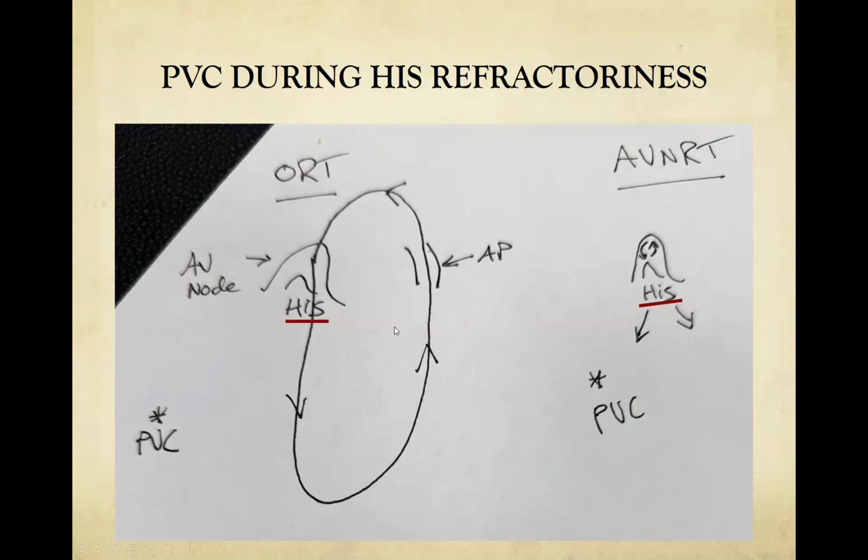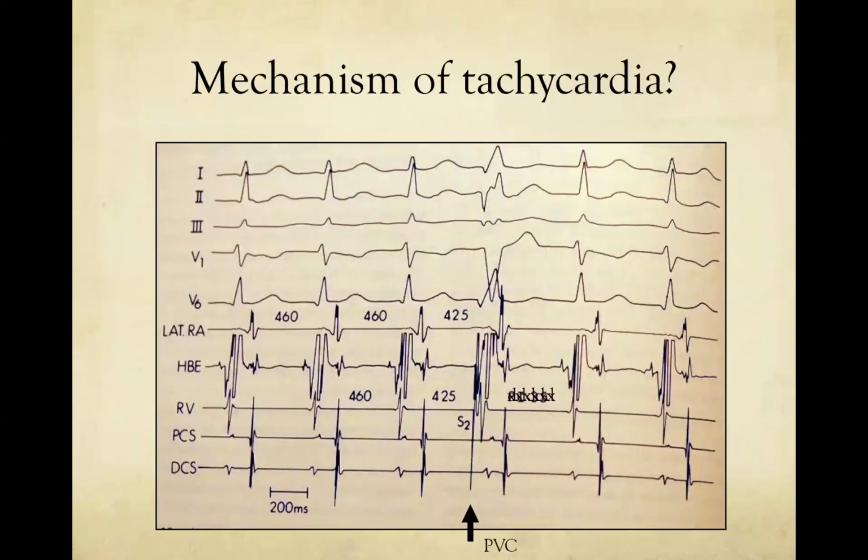Does that make sense? So Dr. Pass, in the previous slide, it looked like you were at cycle length 460, 460, and then it dropped to 425. Right. So let's go back to that. Yes. Okay. So what does that mean? So it means that there was a pathway for that next atrial impulse to come earlier. Right. So that means this was ORT.